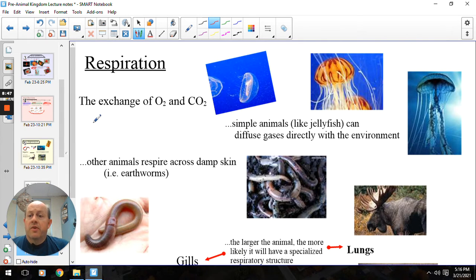Respiratory, so if you are an animal, that means you do cellular respiration, so you breathe in O2 and expel CO2.